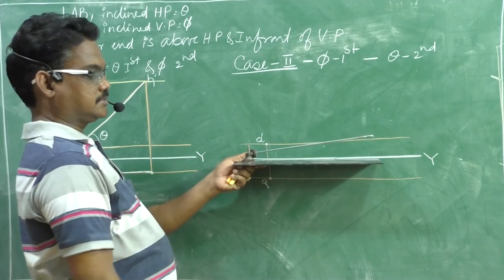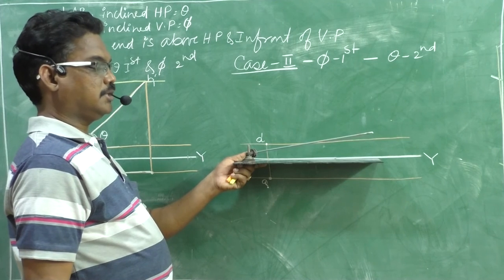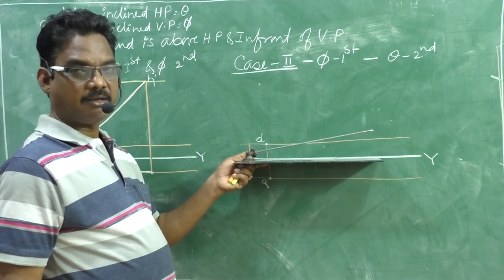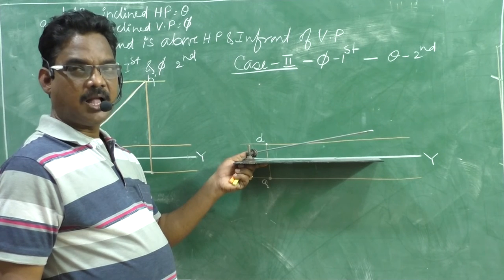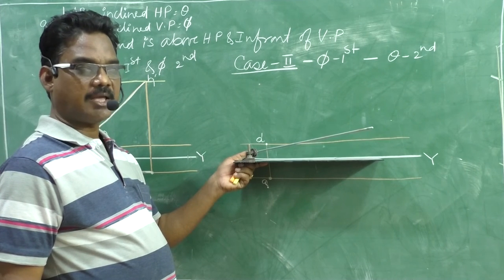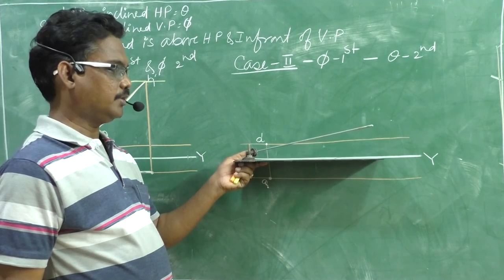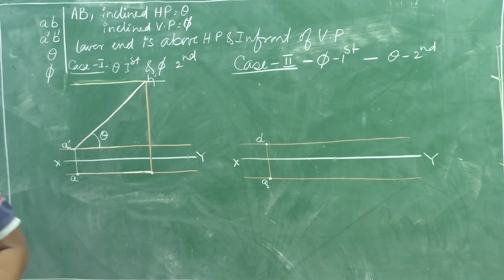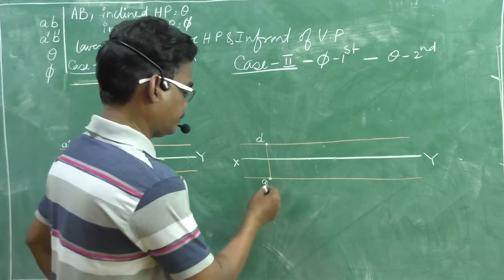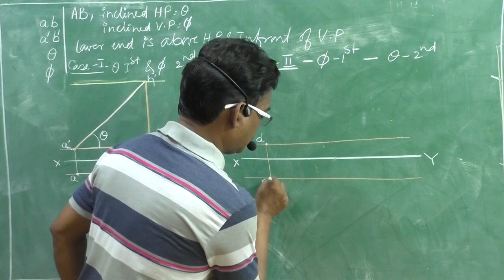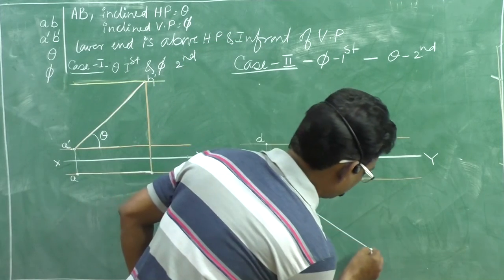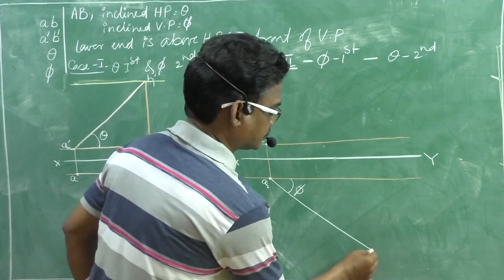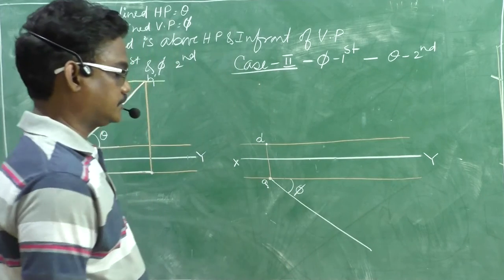In this case, in the top view, we will see the true length of the line and the true inclination of the line with VP. Therefore, we need to draw the top view first, right? Now, see. This is phi and this is the true length, right?